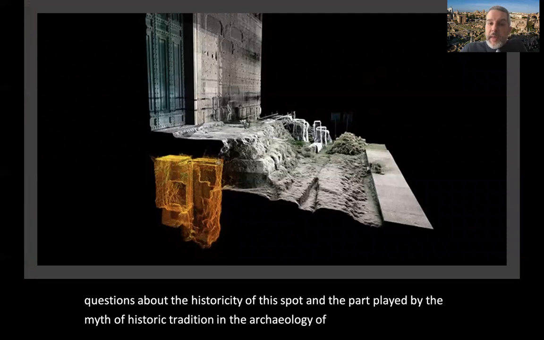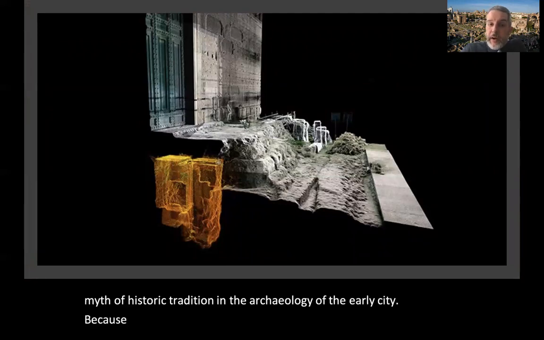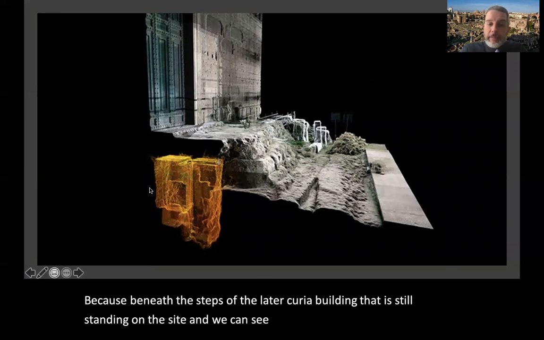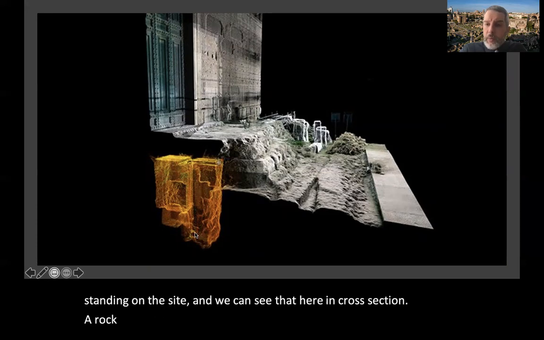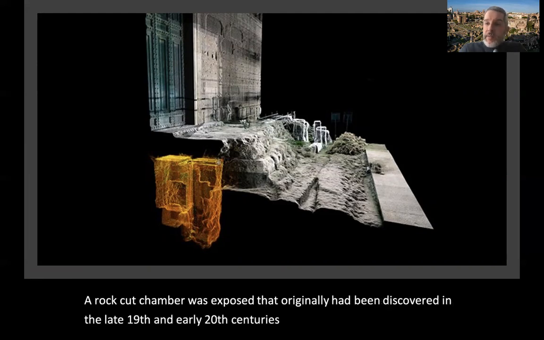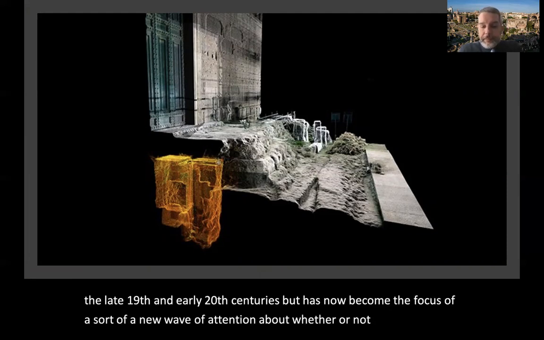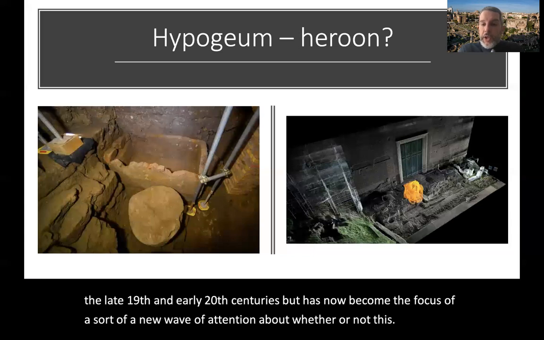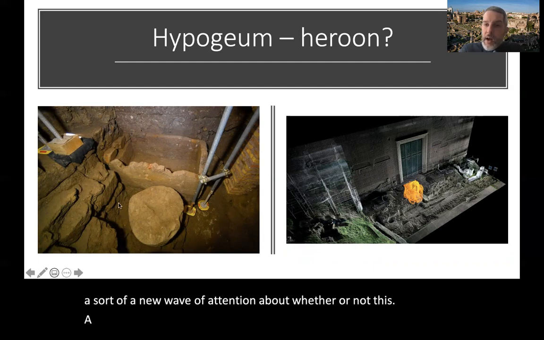Because beneath the steps of the later Curia building that is still standing on the site, and you can see that here in cross-section, a rock-cut chamber was exposed that originally had been discovered in the late 19th and early 20th centuries, but has now become the focus of a new wave of attention about whether or not this rock-cut room, which contains a seemingly empty stone sarcophagus, is a place dedicated to the veneration of Romulus or some other founder figure.